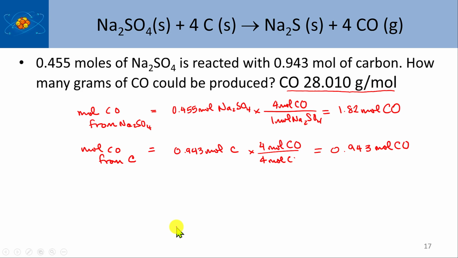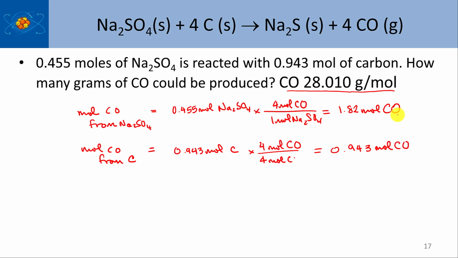Okay, so that's the calculation. Starting with 0.455 moles of Na2SO4, I used my mole ratio from my equation up here, and I find I can make 1.82 moles of CO from the sodium sulfate. Now, when I do the same calculation for carbon, I get 0.943 moles of CO. So now I know which is the limiting reactant, and I know my theoretical yield. So how much could I produce, right? Well, that's in moles. So what I'm going to need to do next is convert that into grams.